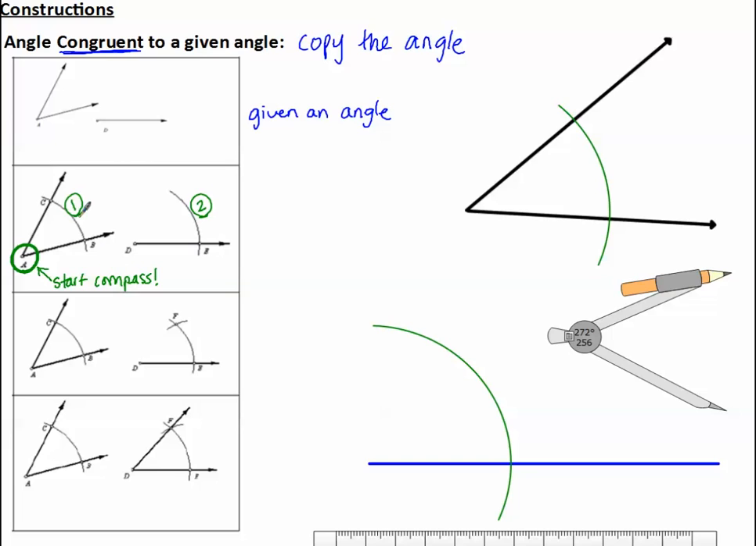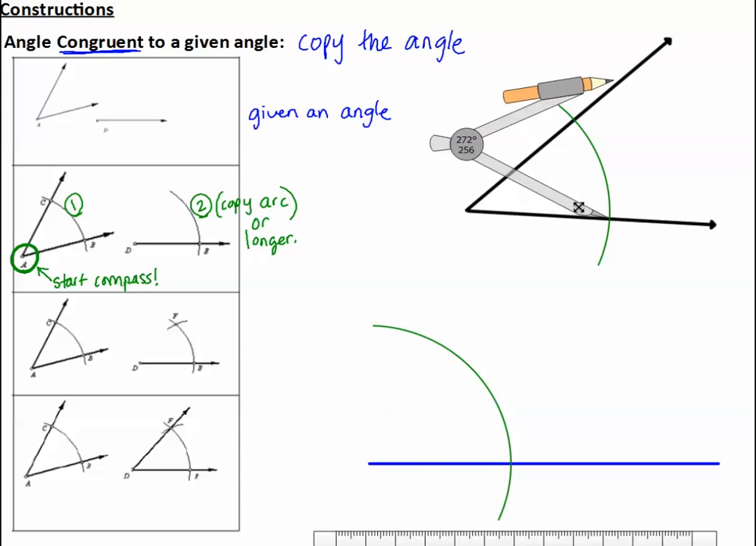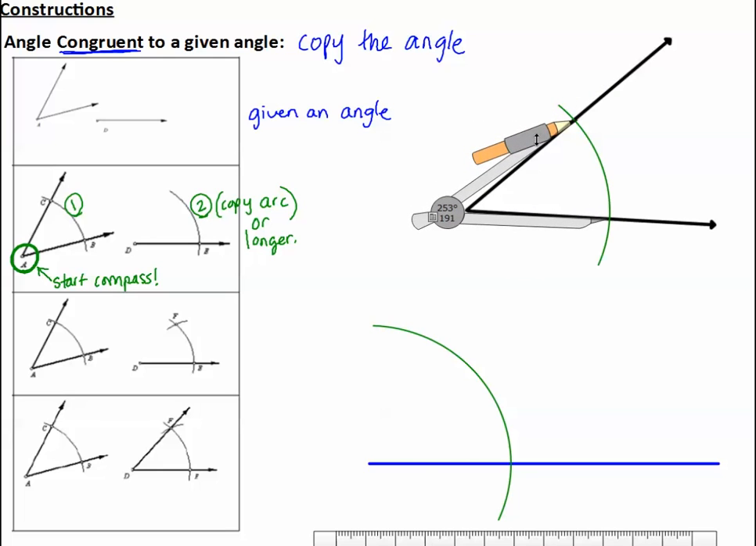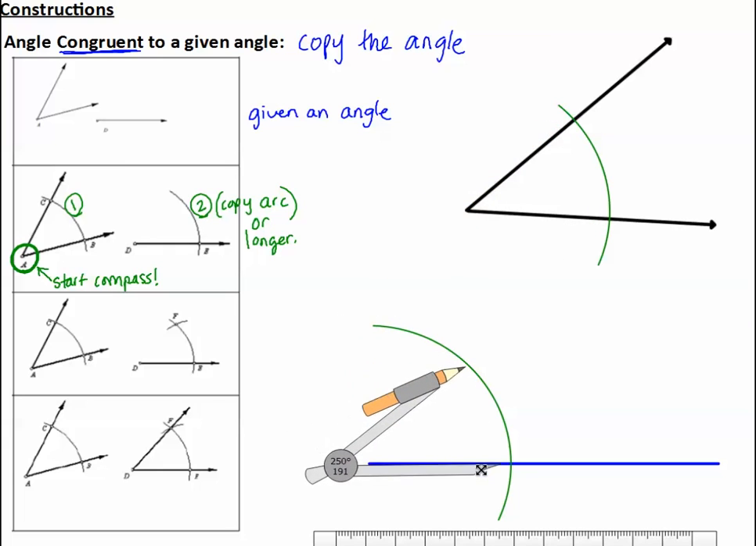Start the compass, first arc, second. Try to copy that arc, or longer isn't bad. Now we use our compass for a measuring tool. So we take our compass, we put the center at one intersection point and shorten it to measure how far apart those two intersection points are, like this. Now, we're just using it to measure. We don't need to mark up there. I just want it to be the exact same size.